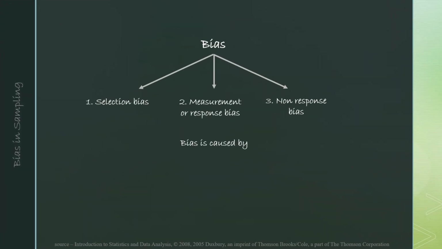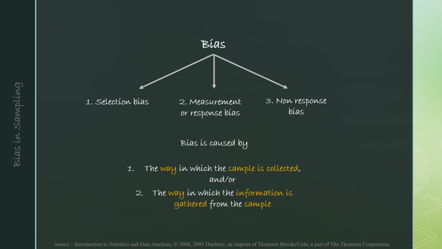So any of the above forms of the bias is caused by 1. The way in which the sample is collected and/or 2. The way in which the information is gathered from the sample. Rest of the video focuses on sampling methods that help solve the selection bias issue mentioned in point number 1 above.